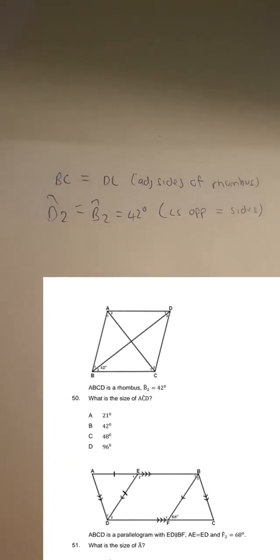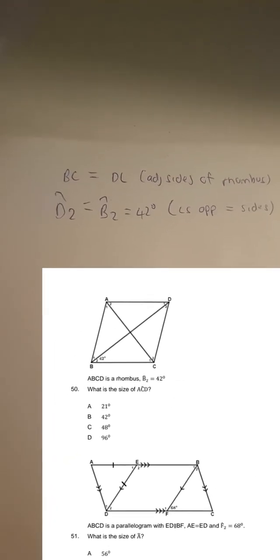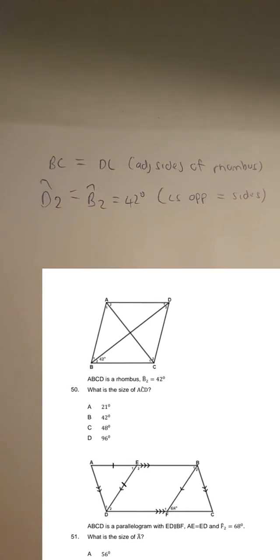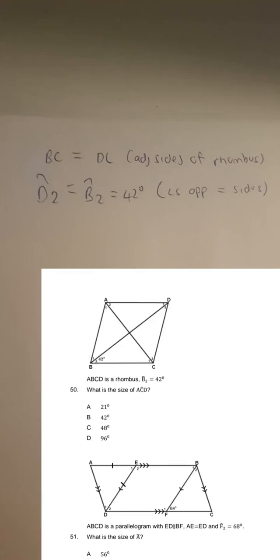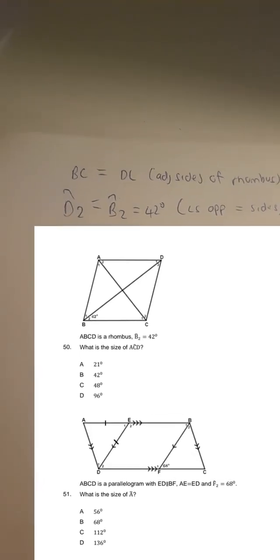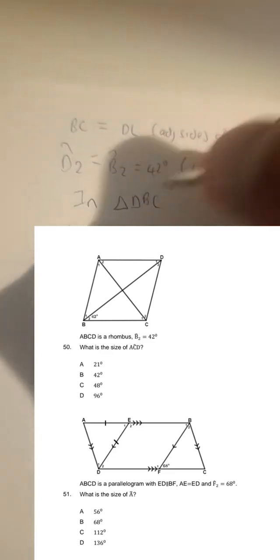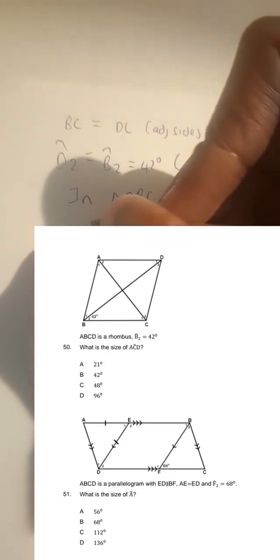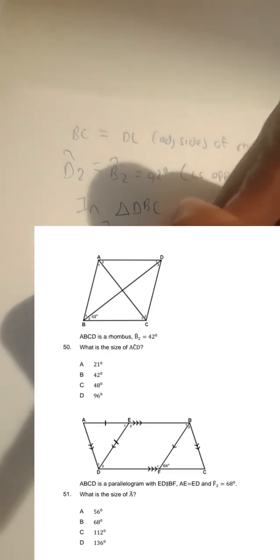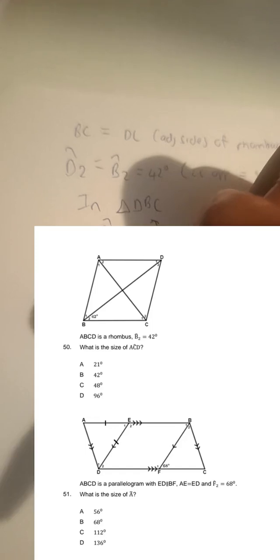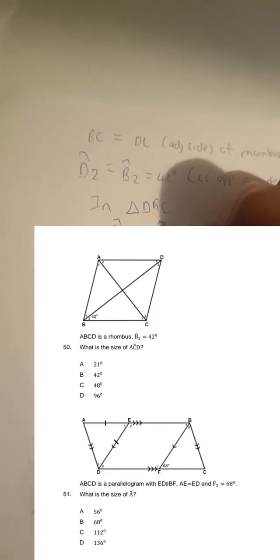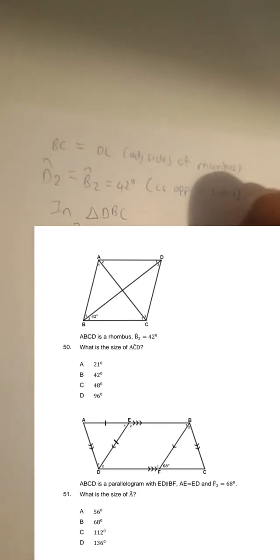Okay. Then I can update my diagram, because now that means D2 is 42 degrees. Okay. Very important there. D2 is equal to B2, which is equal to 42 degrees, and my reason is angles opposite equal sides. Okay. Then I can actually now say in triangle DBC, B2 plus D2 plus the entire angle BCD will be equal to 180 degrees.